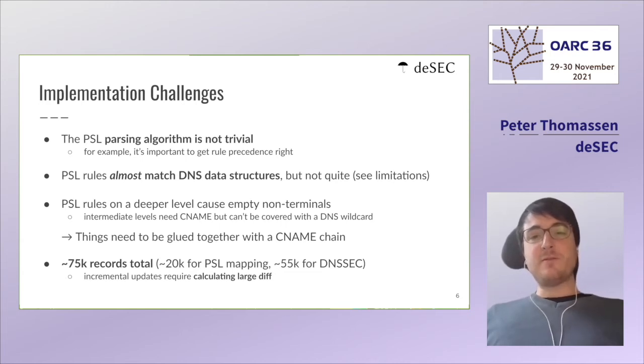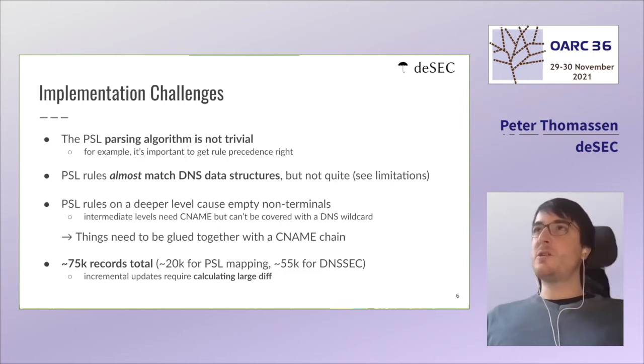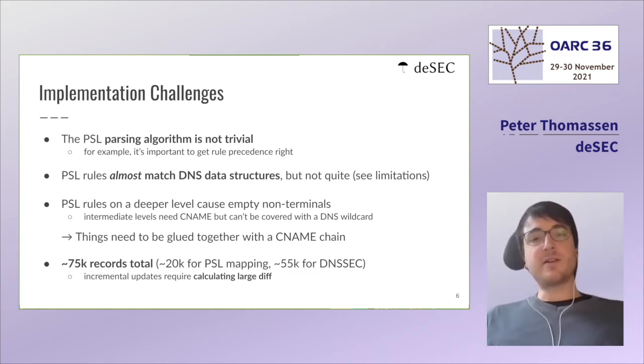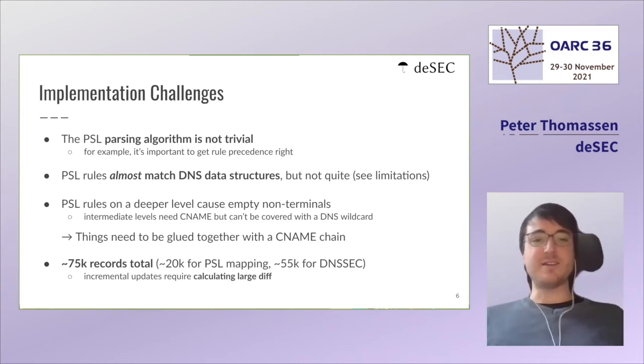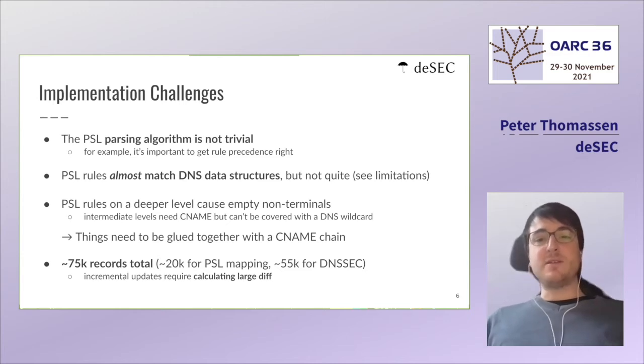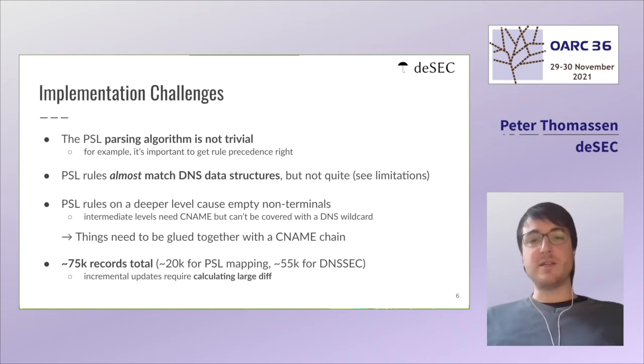Also, if you have, say, the public suffix com, which gets a PTR record in our case, and then you have something like s3.dualstack.westeurope.amazon.aws.something, there would be a lot of empty non-terminals in between. So you need to have a CNAME chain to fix those up to be able to answer all the different questions for public suffixes on the intermediate level.